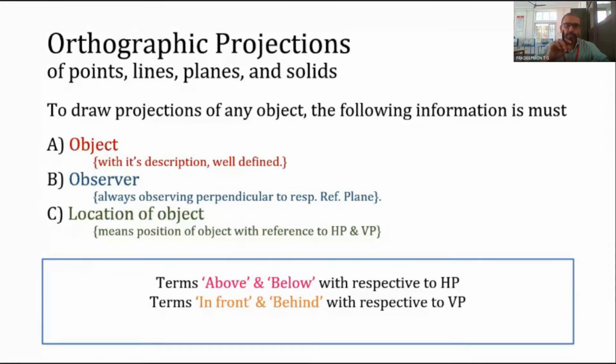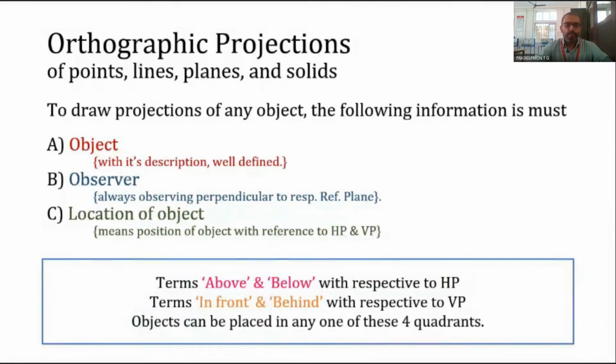Depending on these conditions, the object can be in the first, second, third, or fourth quadrant. Obviously the objects can be placed in any one of the four quadrants defined by these four terms. Above and in front means first quadrant. Above and behind means second quadrant. Below and behind means third quadrant. Below and in front means fourth quadrant. That is obvious.